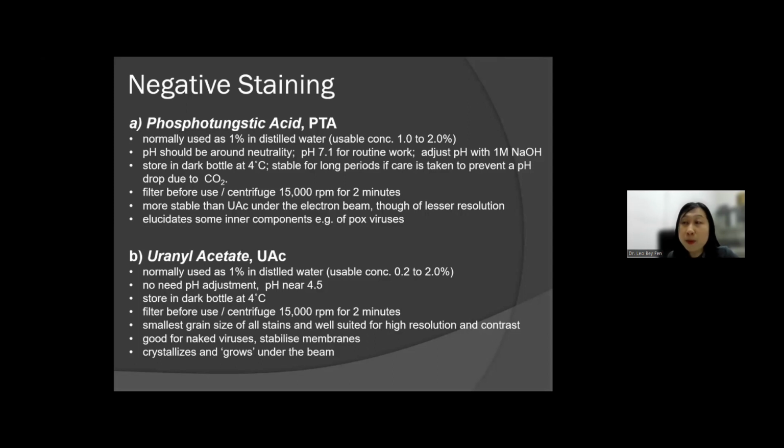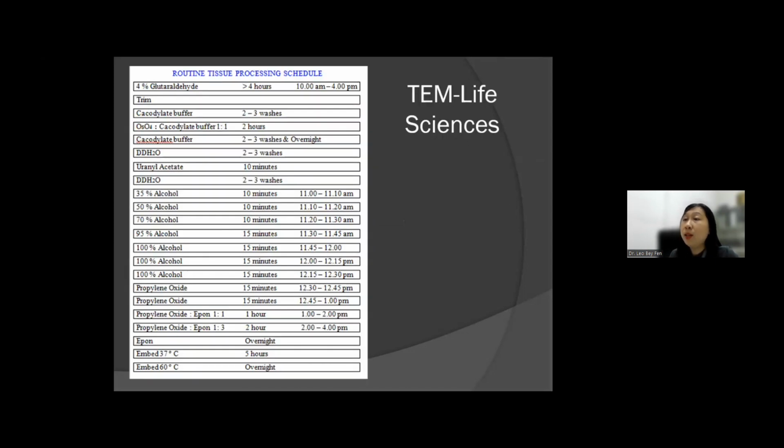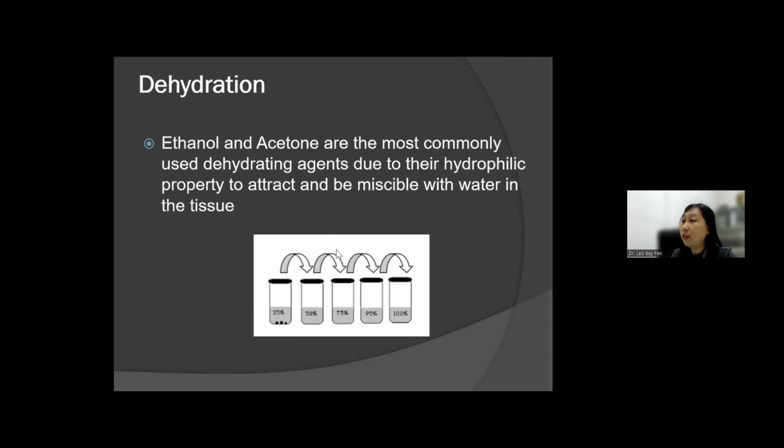If you have a sample, feel free to get the negative staining and also the fixative from our lab. After the negative staining, we will go through a series of alcohol dehydrations. For the alcohol dehydration, we are using either ethanol or acetone. These are the most commonly used dehydration agents due to their hydrophilic property, so they can exchange with the water inside the samples.